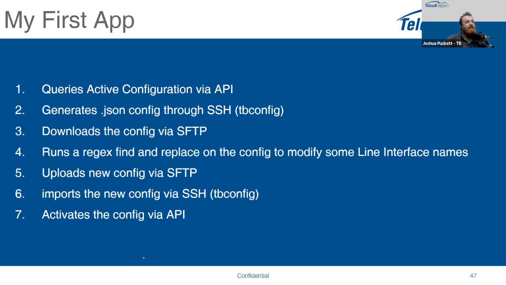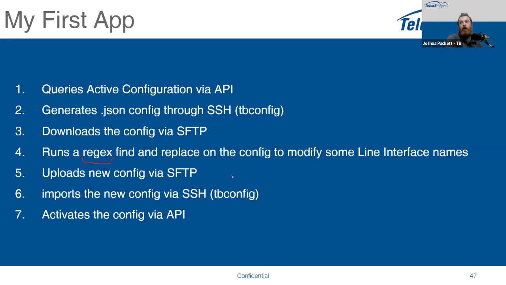It generates the JSON config through tbconfig like I just showed you. It actually SSHs to the unit, runs that tbconfig command. Then it connects to SFTP and downloads that config to your computer. Then I'm going to run a quick regex on it. And like I said, all those line interface names, I'm about to do it.